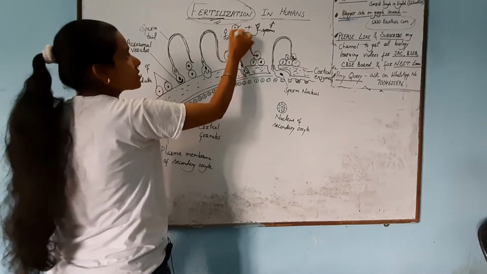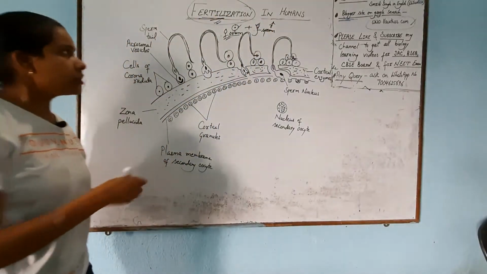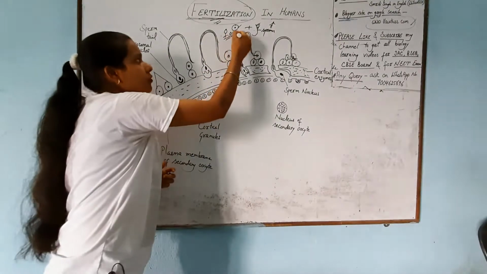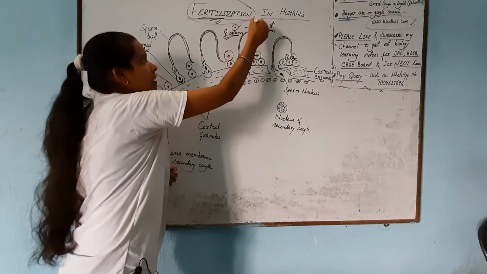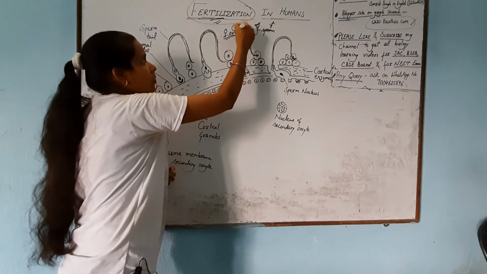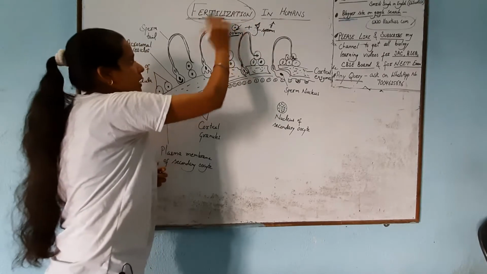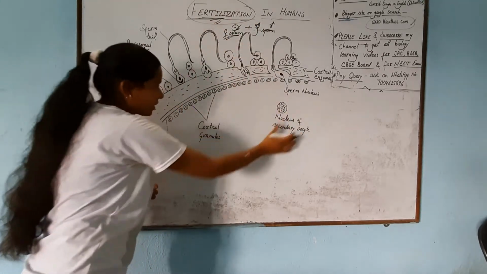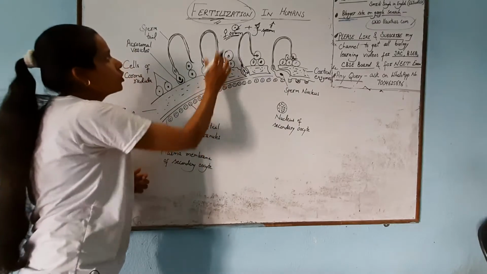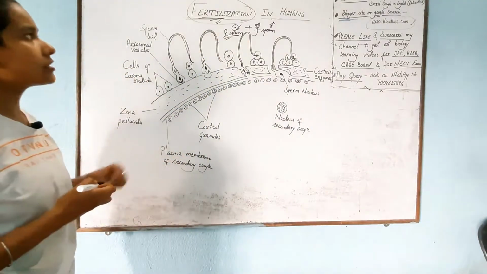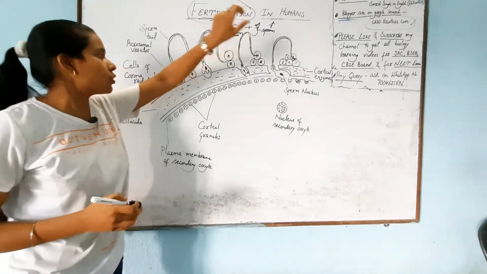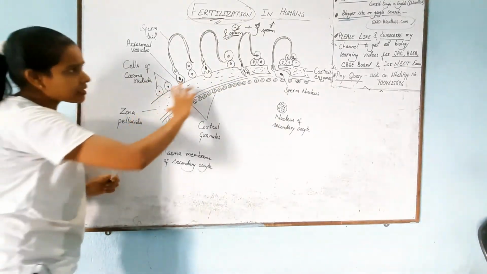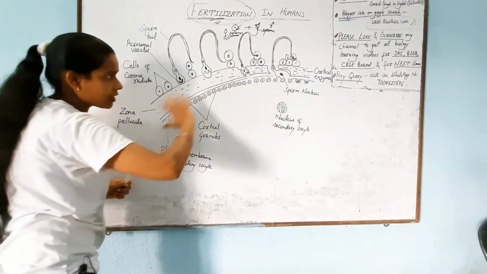So how does this process occur? Let me teach you. How is the ovum fertilized by the sperm? Let me discuss with the help of this diagram. This diagram will help you learn about the fertilization event. So let's see. This is the diagram.